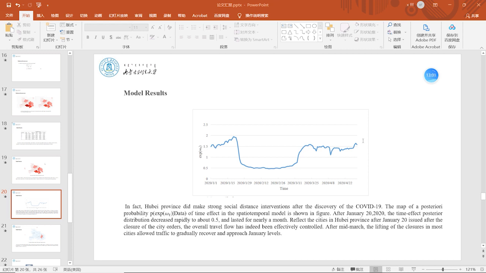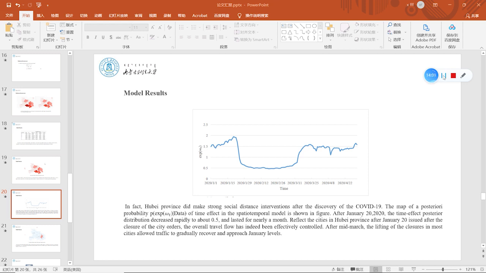The map of the posterior probability of the time effect in the spatial temporal model is shown in the picture. After January 20, 2020, the time effect posterior distribution decreased rapidly to about 0.5 and lasted for nearly a month. This reflects the city closure orders issued in Hubei province after January 20th. The overall travel flow has indeed been effectively controlled. After mid-March, the lifting of closure in most cities allowed traffic to gradually recover and approach January levels.